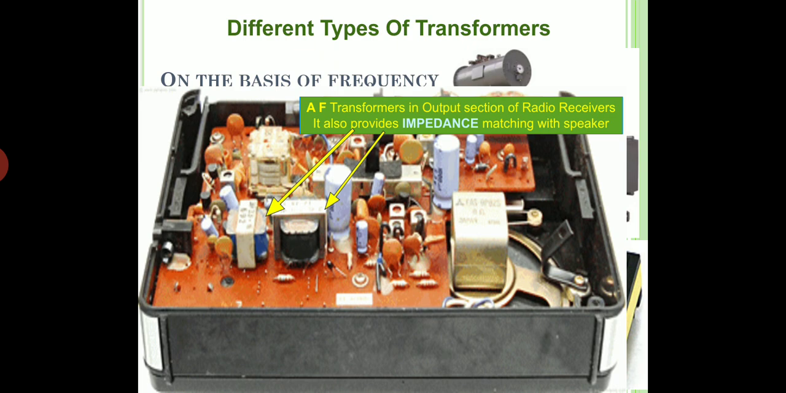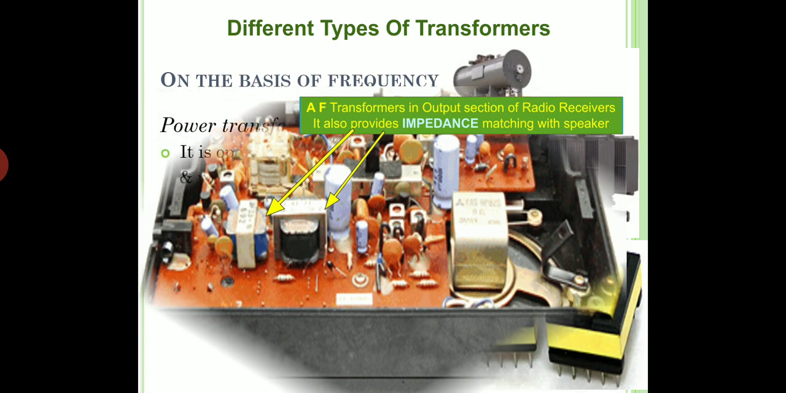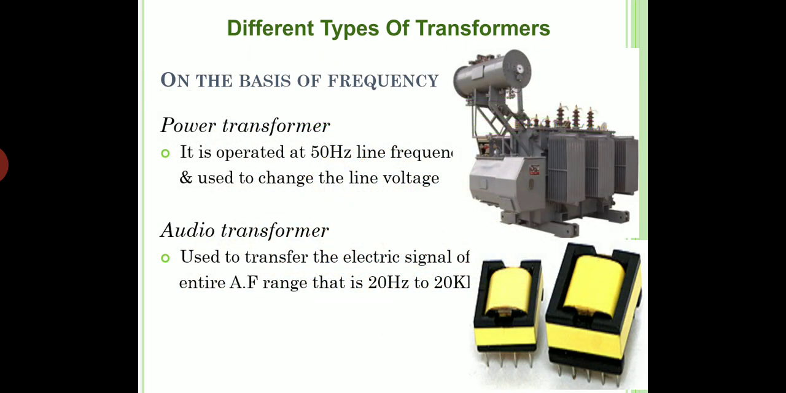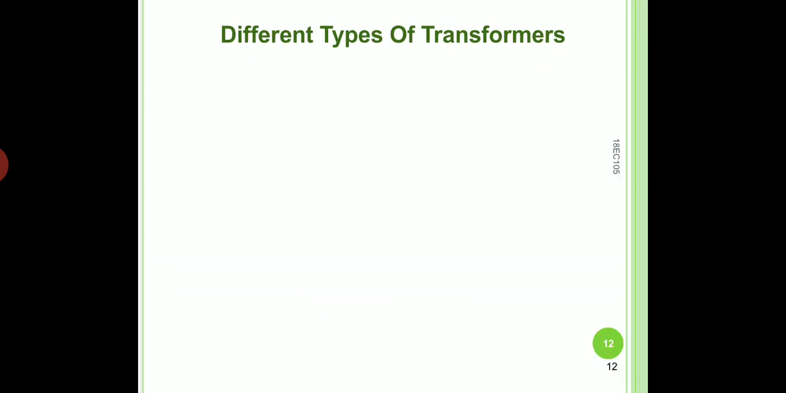One is for input signal application to the push-pull configuration, and again from the push-pull you will be connecting to the single load, that is the loudspeaker. So this is how it is there in the radio receiver application.